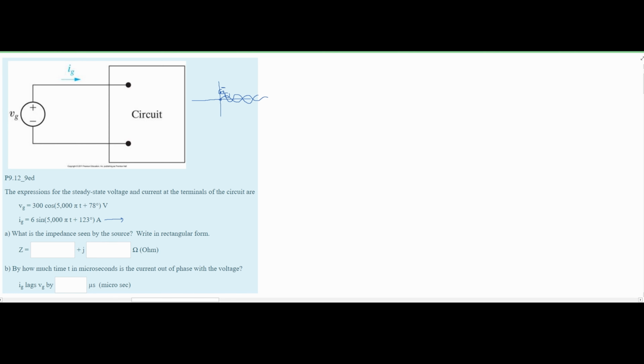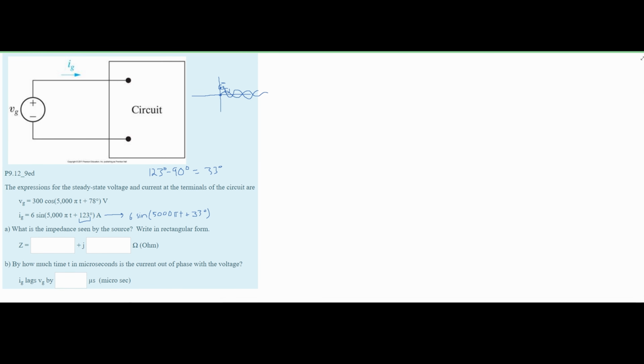So when we make this a cosine, we're going to have our 123 degrees minus our 90 degrees. Again, because cosine is 90 degrees behind our sine. So when we rewrite this out, we're going to have a 6 cosine 5000 pi t plus, and this part is going to give us 33 degrees. And that is the new equation. I wrote sine right here. This should be cosine. We just converted it to cosine. But anyways, that is the new equation if we convert it to cosine.